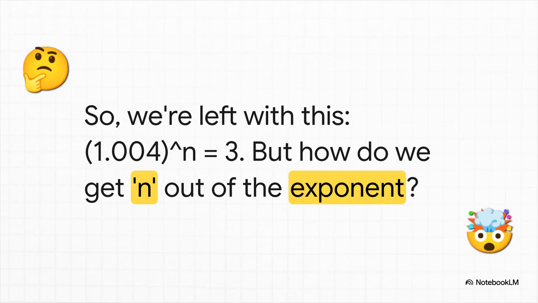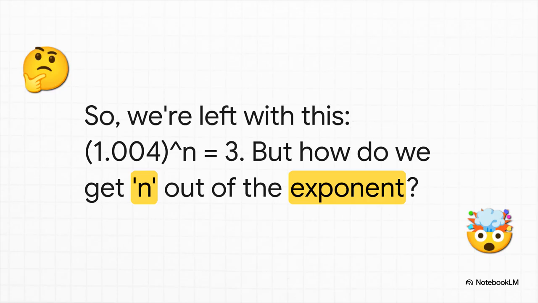That's it. So now let's bring our original piece back into the puzzle. Remember, we said x was just a placeholder for 1.004 to the n, and we just proved that x is 3. So that means 1.004 to the n has to equal 3. I mean, how cool is that? We took that monster formula and shrunk it down to this clean, simple equation.